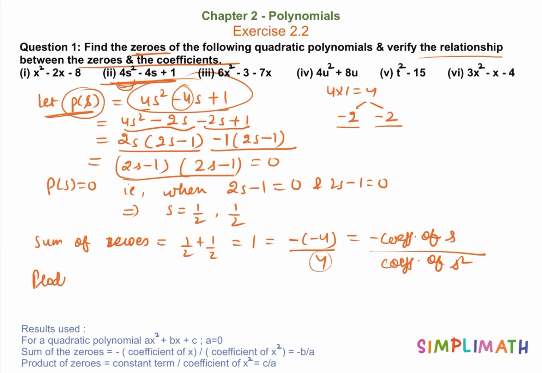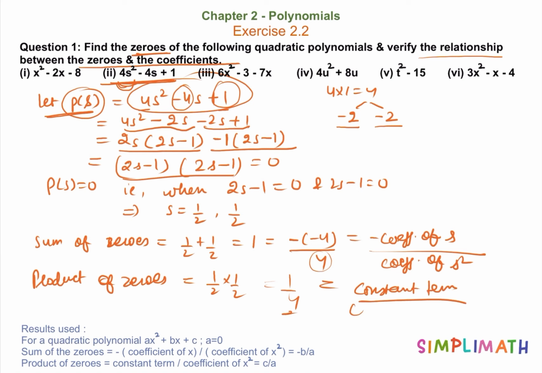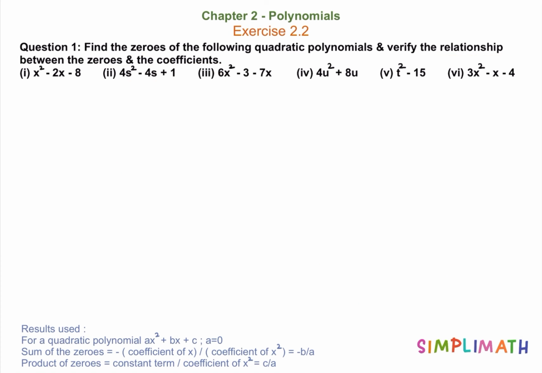What is the product of zeros now? Product of zeros is half into half, which equals 1 by 4. Now 1 we know is the constant term, right? And what is 4? 4 is the coefficient of s square. So here again we have proved the relationship. Now let's come to the third part of the question.